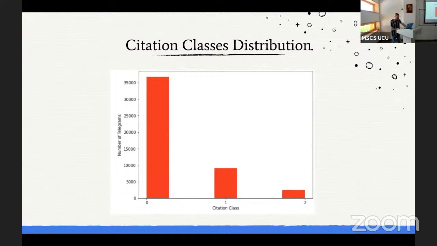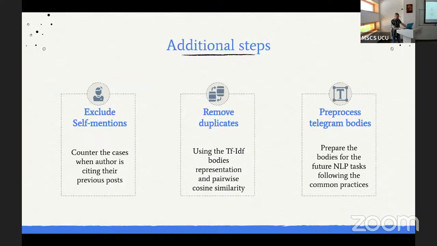An additional step that we made was to remove the self-citations, when some authors do follow-ups on their previous work. We removed the duplicates between the ATels and GCNs. And we also created a preprocessed version of the telegram bodies following standard NLP practices.